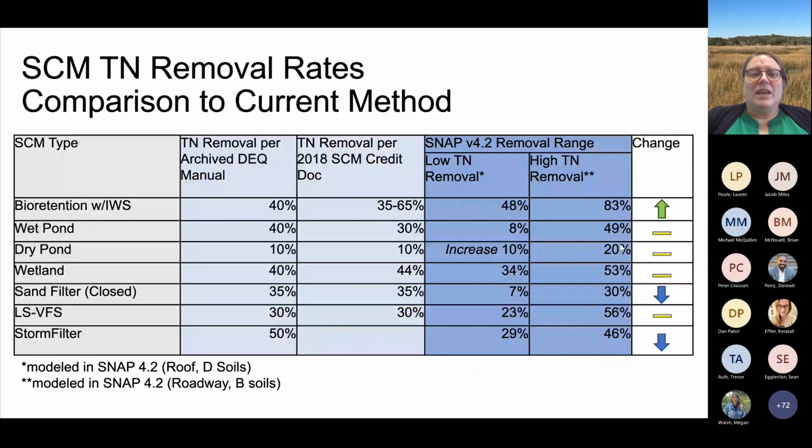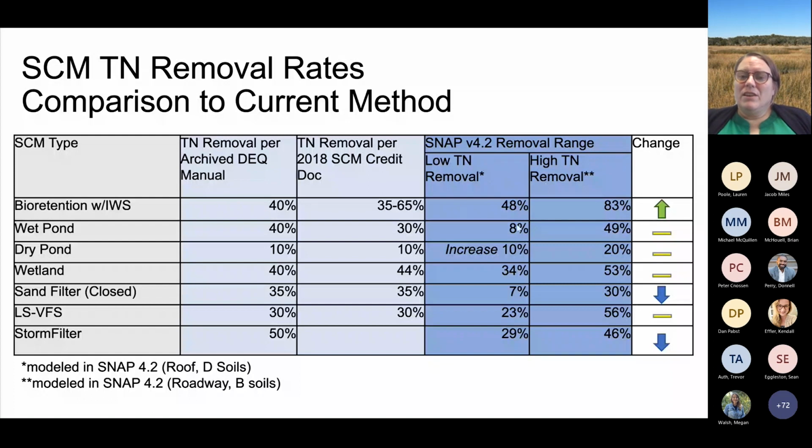Also, something to be aware of is that the effective removal rates for the SCMs change. So this table is showing some of the common SCM types, how they were treated in the archived DEQ manual and in the 2018 SCM credit document in terms of percent removal. SNAP does not use percent removal, but I looked at the range in terms of situations where there would be a low effective percent removal and situations where there would be a high effective percent removal.